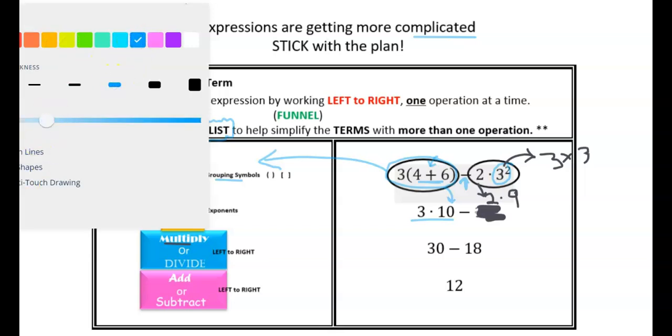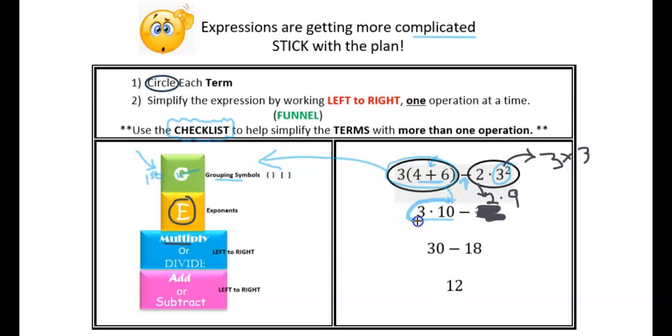If you look, you have this term now and this term now, and they're not just numbers yet. We got to multiply. 3 times 10 is 30. Left to right, 2 times 9 is 18. Now I can subtract because I'm down to 2 numbers. So I just 30 minus 18 is 12.